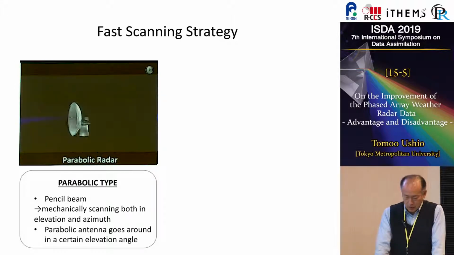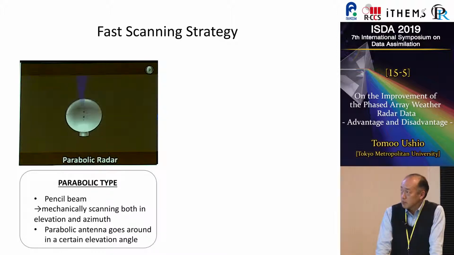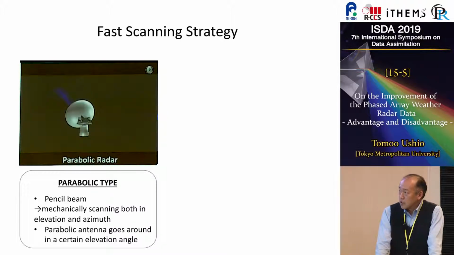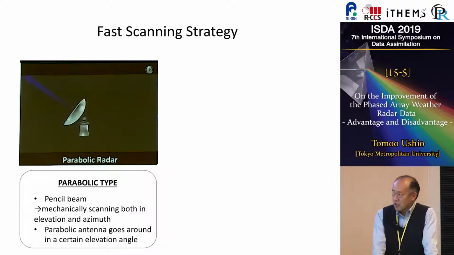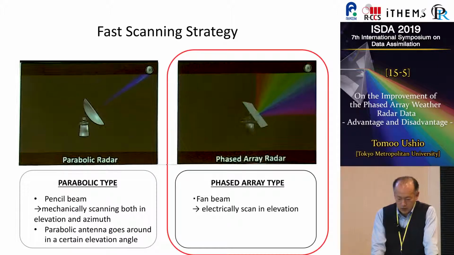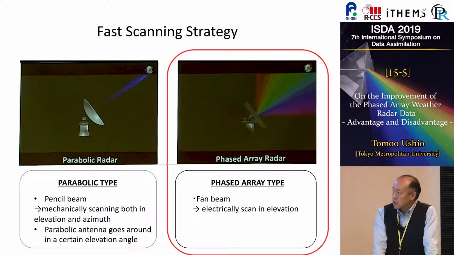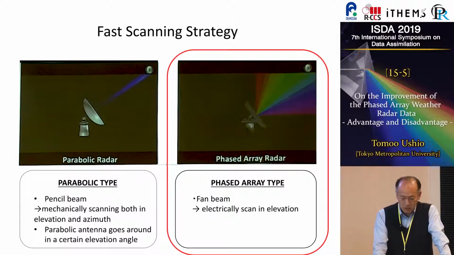If you look at the parabolic type conventional radar system, they transmit a pencil beam like this. That means this radar system mechanically scans in both elevation and azimuth, and the parabolic antenna goes around at a certain elevation angle. On the other hand, in the case of the phased array radar system, we transmit a fan beam into the air. After that, at the digital signal processing stage, we narrow the beam to just 1 degree. That is the basic concept of the phased array radar system which we developed.